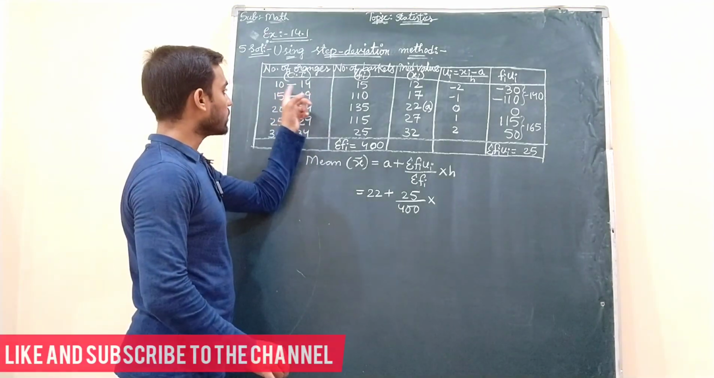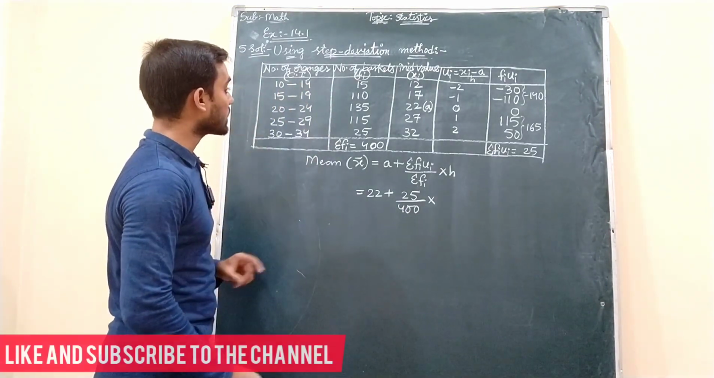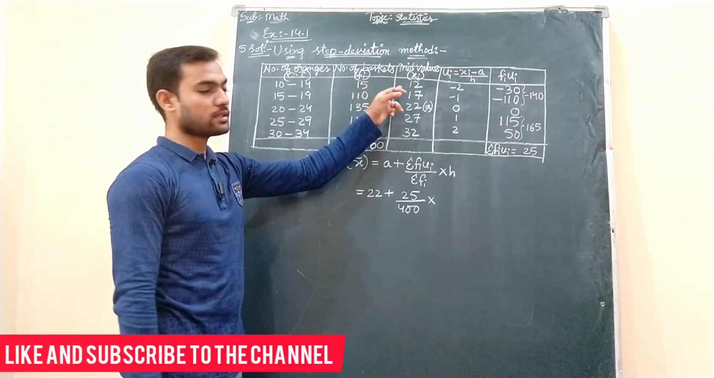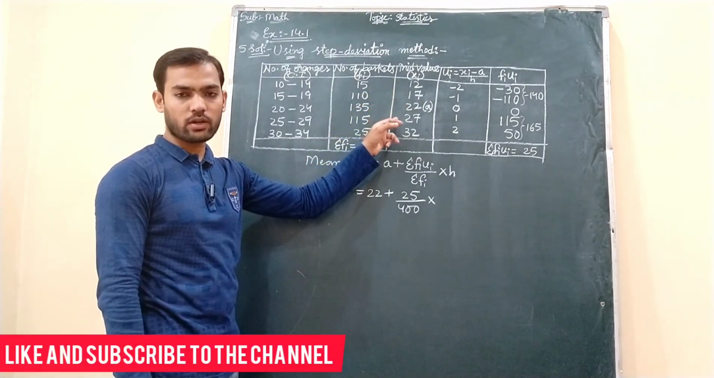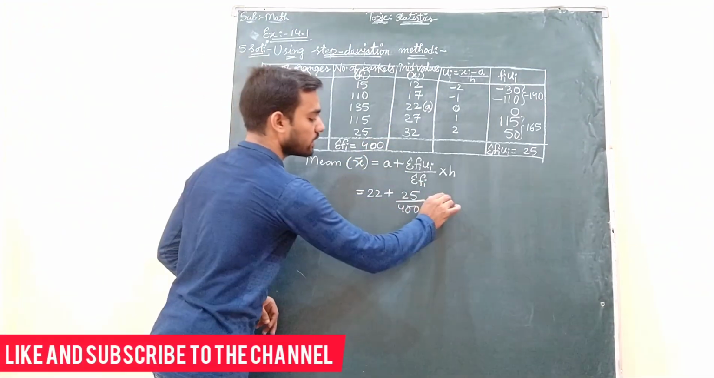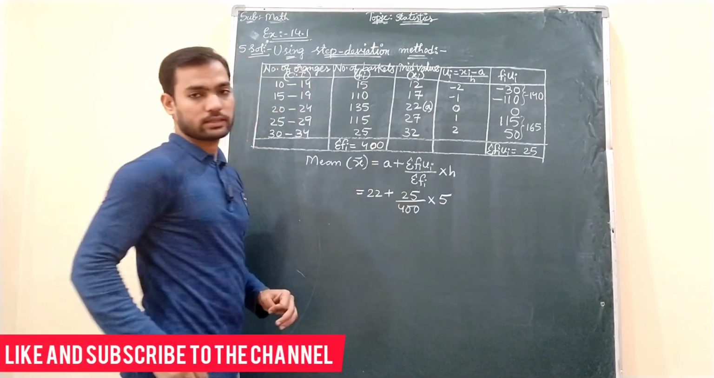H is nothing but the size of the class interval. Okay, so 10 to 14, how much is the size of the class interval? It is 5. Otherwise you can think in this way also. Here you have gone on increasing by 5, right? So that is the reason the size of the class interval is 5 you can take.